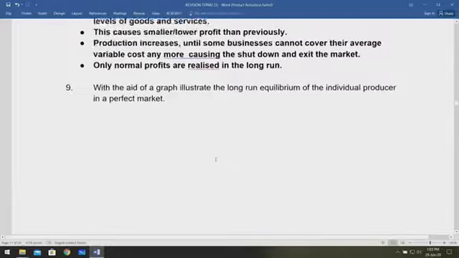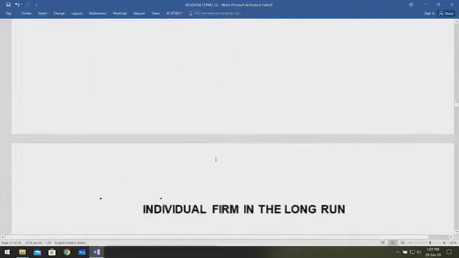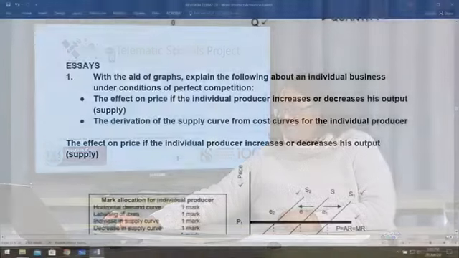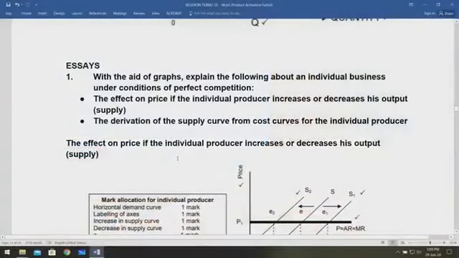Okay, then the last section we're going to look at in perfect markets is your essays within this section, obviously. So the first essay that we're dealing with here, essay number 1: with the aid of graphs, explain the following about an individual business under conditions of perfect competition. The effect on price if the individual producer increases or decreases his output. And then the second part of the question, the derivation of the supply curve from cost curves for the individual producer.